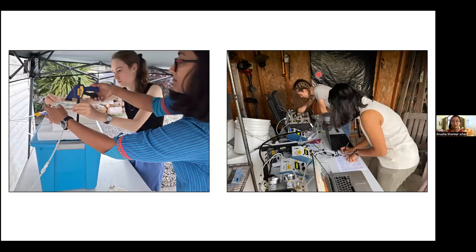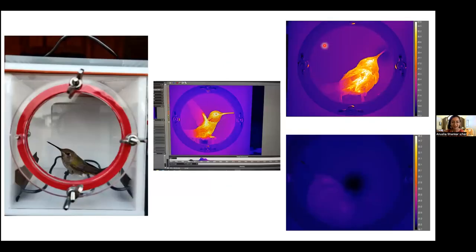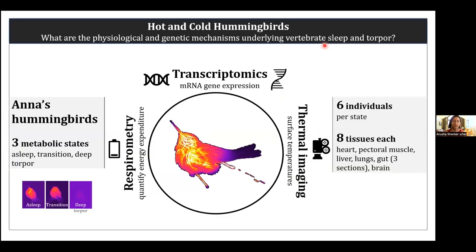So we've been studying this the past two summers. I was just collecting this data until like 3 hours ago last night in Oregon. But we have this chamber that has a respirometry setup and the thermal imaging setup that I talked about earlier. And we get these images of the hummingbirds at night. And when we know that they're in one of these three metabolic states, they're either asleep, in transition to torpor, or in deep torpor, we euthanize them, sadly, and collect tissues to look at tissue-specific gene expression in these metabolic states. So we have all of these tissues, the heart, lung, liver, brain, different regions of the brain, the pectoral muscle, and so on, and the gut.